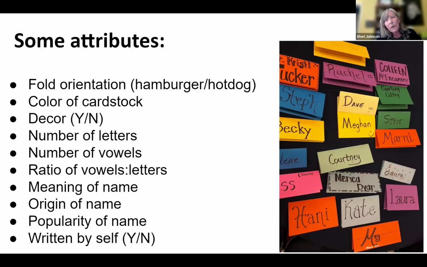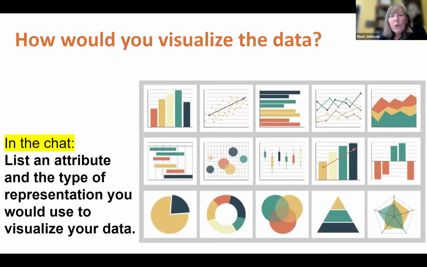So now that we've talked about different attributes that we could create just from one name, just from a name tent, let's go ahead and move on and think about how we would represent this data. How would we visualize this? So remember, our driving question was, how does your name compare to those of the group? And you might think about your attribute, and there might be different ways that you could present this in a visualization. So take a moment and list an attribute and the type of representation you might use to visualize your data.